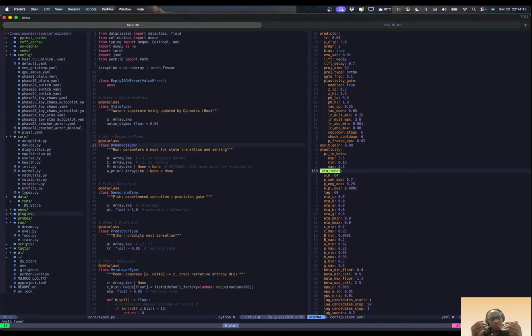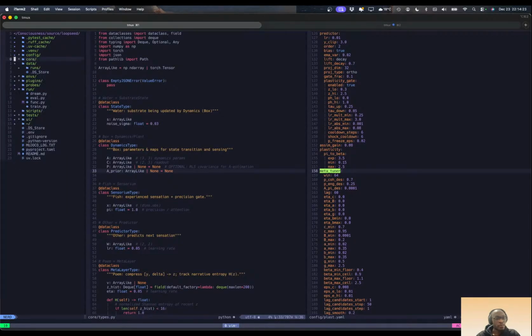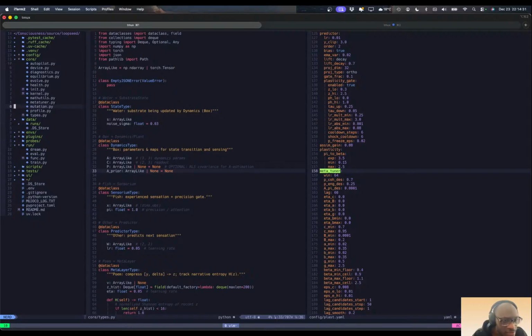And then we have the meta layer. The meta layer is another idea we have explored, or built into the system. So the meta layer is, let me find it. It should be somewhere. Let me just search for this.